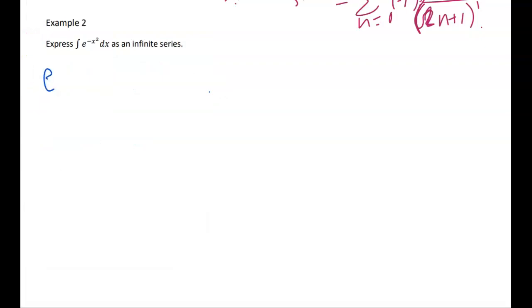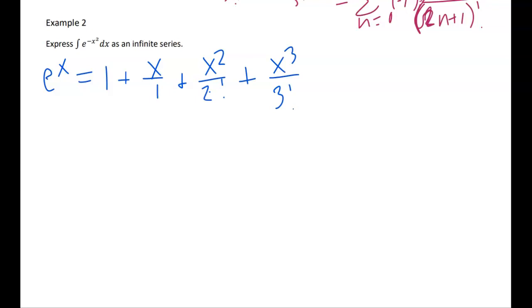So I know that e to the x is 1 plus x over 1, x squared over 2 factorial, x cubed over 3 factorial, and I end up getting the sum from n equals 0 to infinity of x to the n over n factorial.